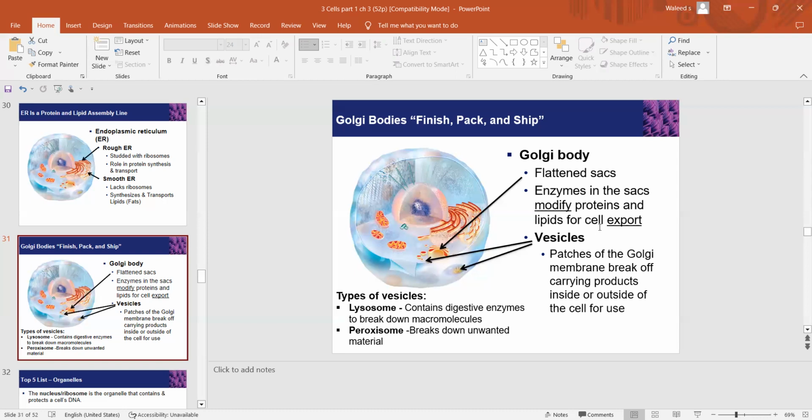So after you do it, how can you export it? I put it inside nice boxes, I seal it, and these boxes will be taken out to be used. So what do you call these boxes if you compare it to the cells? Vesicles. It's parts of the Golgi body that's detached, carrying the protein after it's been finished, put nicely into these vesicles, and these vesicles are going to travel and leave the cells and go where it can be used.